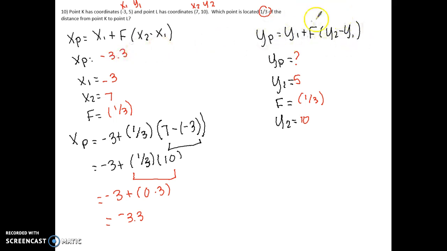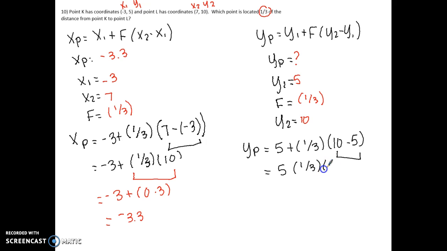Let's do the same thing with the y. Let's take a second and replace. Alright, so we've replaced everything from this equation with our components. So let's go ahead and solve those. So remember first this rightmost parentheses. So 10 minus 5 will equal obviously 5.